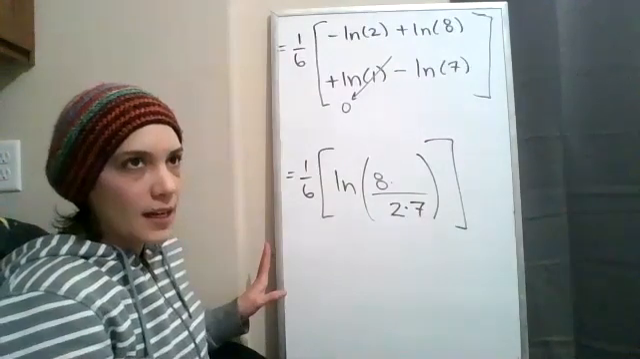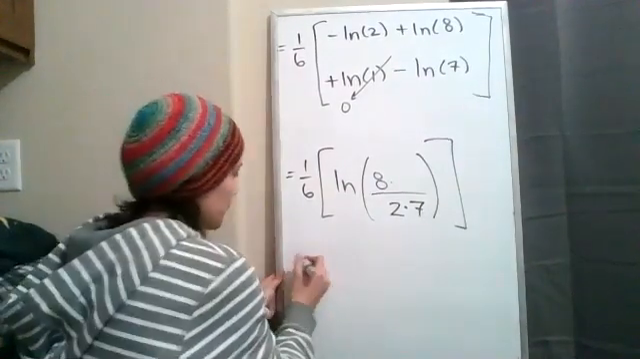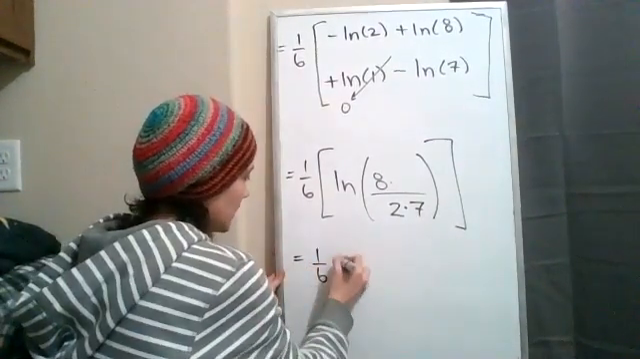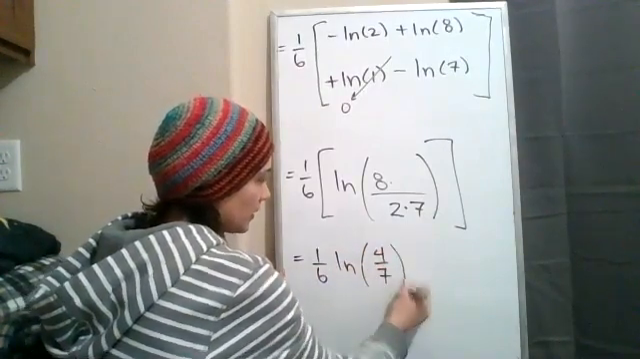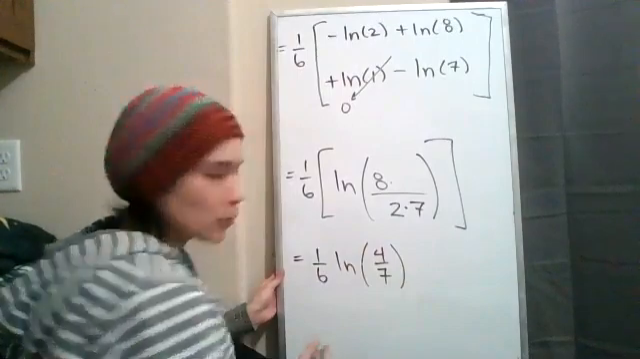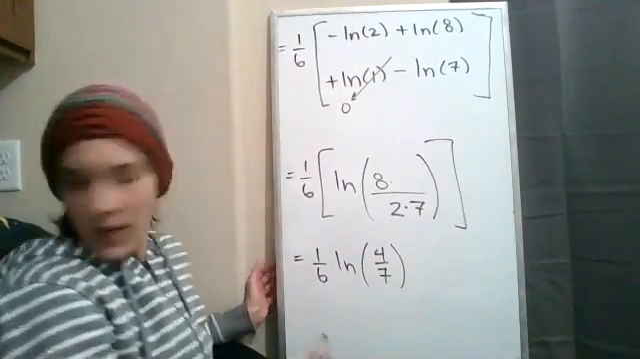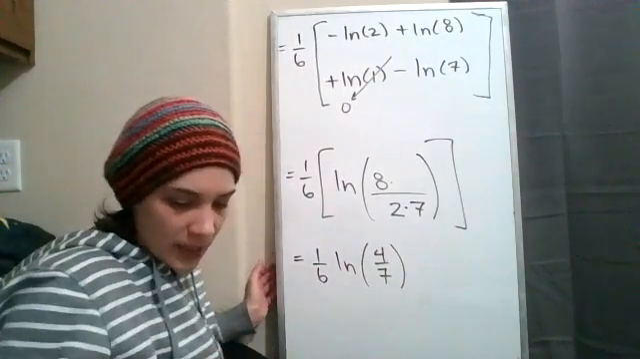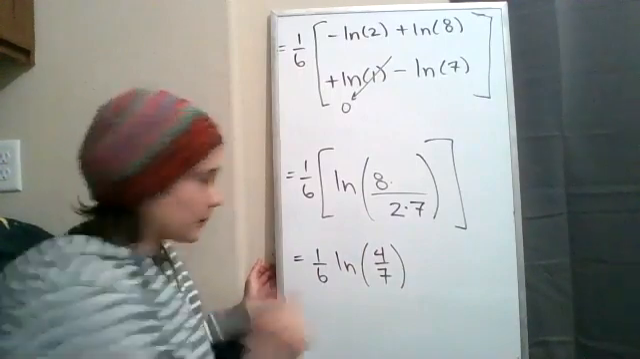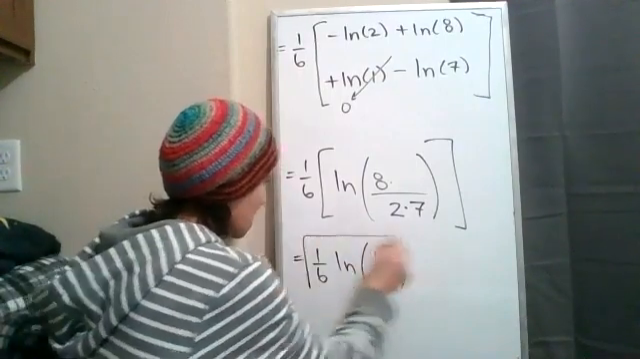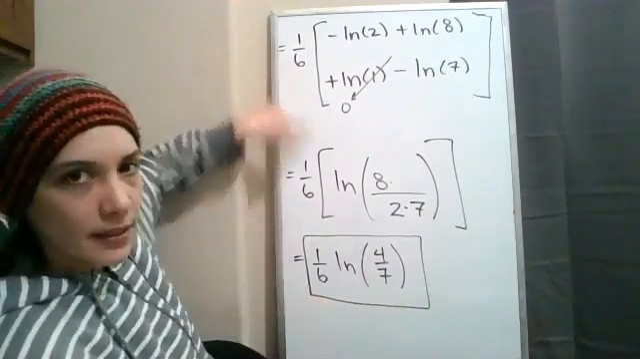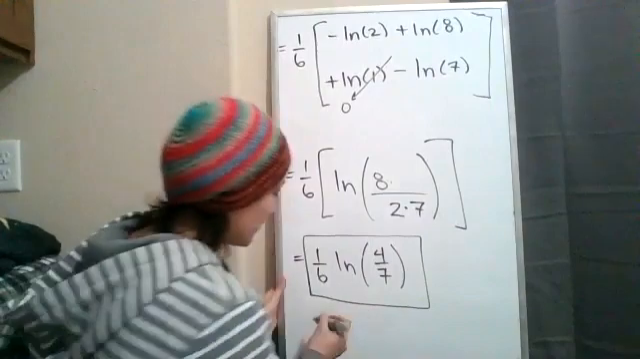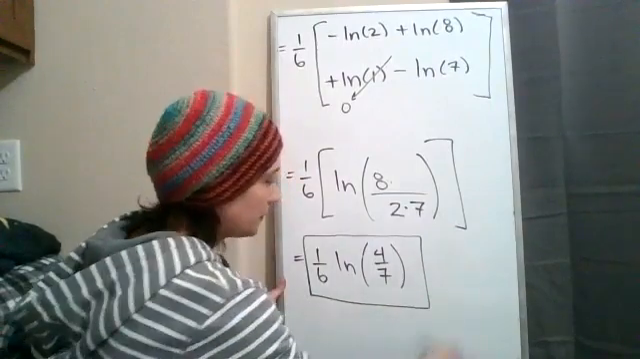Okay, so 1/6 ln of 4 over 7. Which I did not put in a calculator, but that is the answer. And then going from here to here, just a reminder.